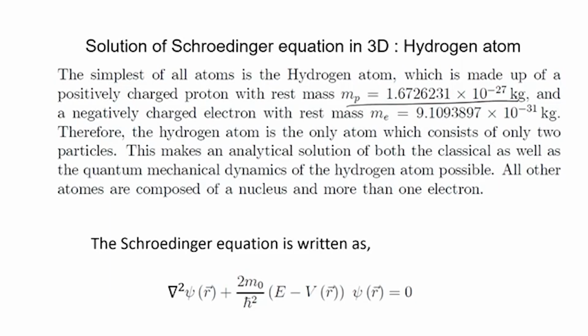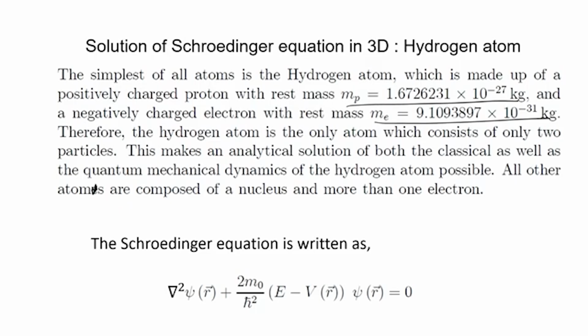So, it has a nucleus at the center, which is what we have learned from the Rutherford scattering. It is the simplest of all atoms, made up of a positively charged proton, with the rest mass equal to the proton mass, and the electron has a mass which is like 3 orders of magnitude less. And so, it is the only atom which has just 2 particles, and this makes the analytic solution of both the classical as well as the quantum mechanical dynamics of the hydrogen atom easy and tractable.